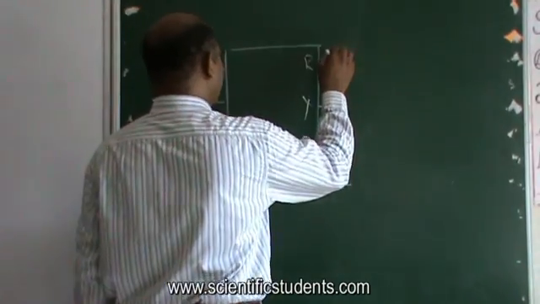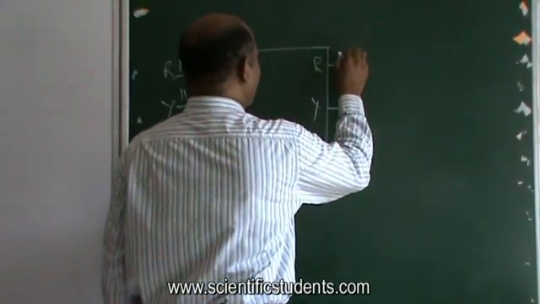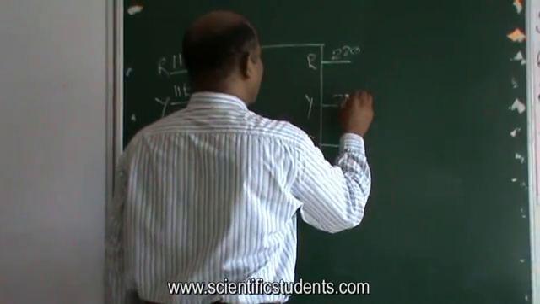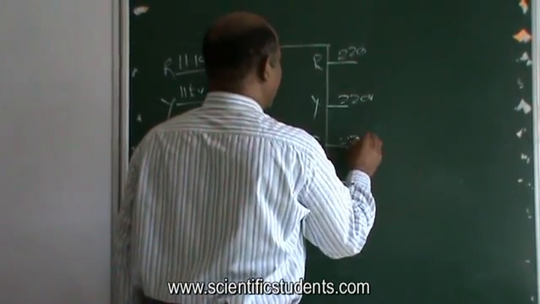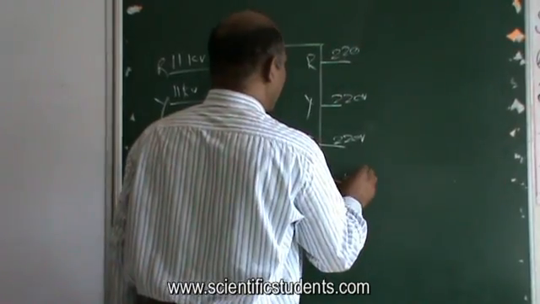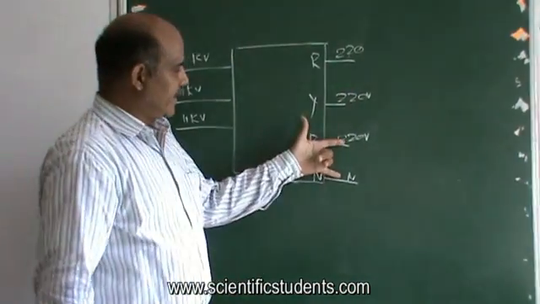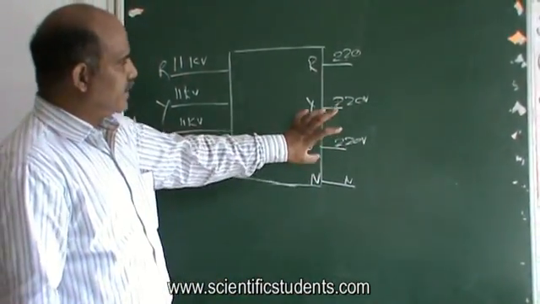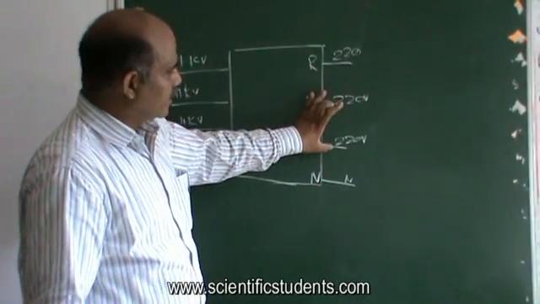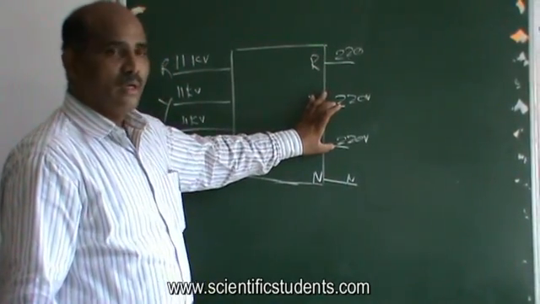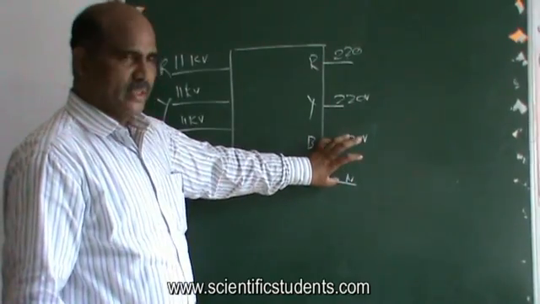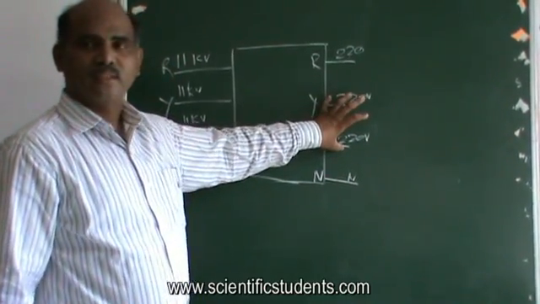And in fact, phase to neutral is 220 volts, 220 volts, 220 volts. Neutral to any of the phases, if you measure, the voltage is going to be 220. But now here is a question: if you measure between phase to phase, what is it? Phase to neutral is 220, phase to phase is 440.